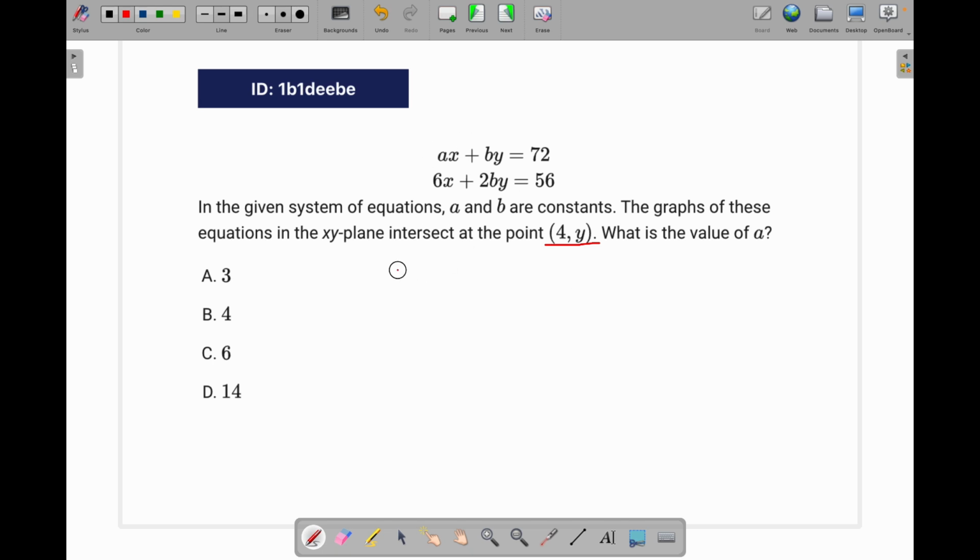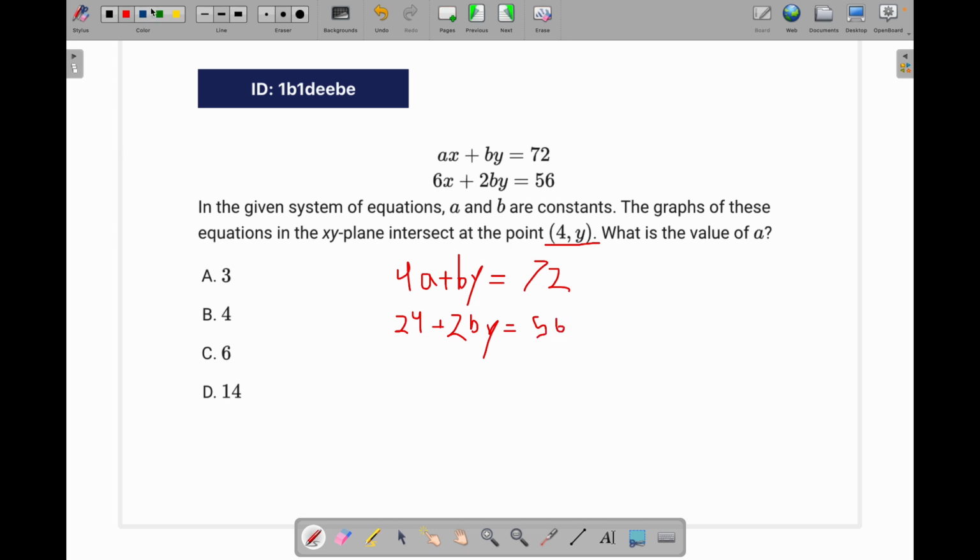Let's plug in the 4 for x, which gives us 4a plus by equals 72. And then 6 times 4 is going to equal 24, plus 2by, which equals 56. We can do some cleaning up with this though, in order to make it much simpler.